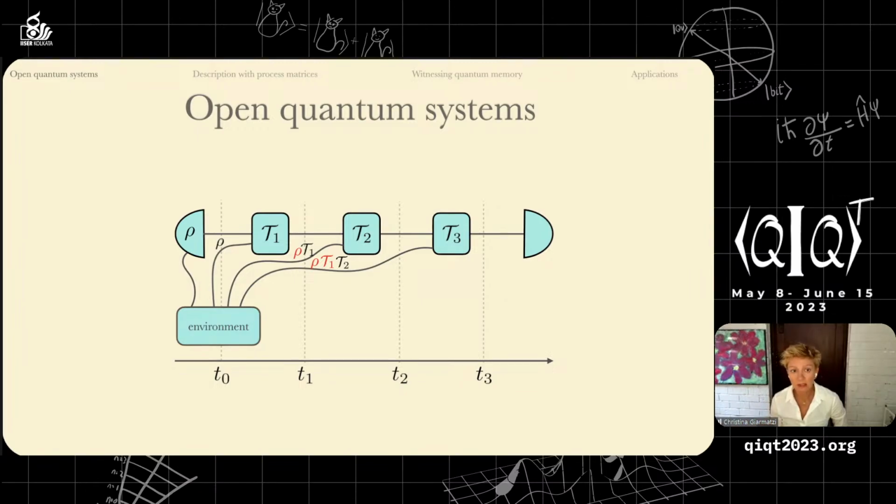And the most general thing is that the environment will affect these, but every time it affects something at a time step, so let's say T1, this interaction of the environment and the system at the operation T1 can depend on something that happened in the past. So here at the state, and so on. So the operation at T2 can depend on the state, and at T1, the operation at T3 can depend through the environment on the operation of rho, T1 and T2.